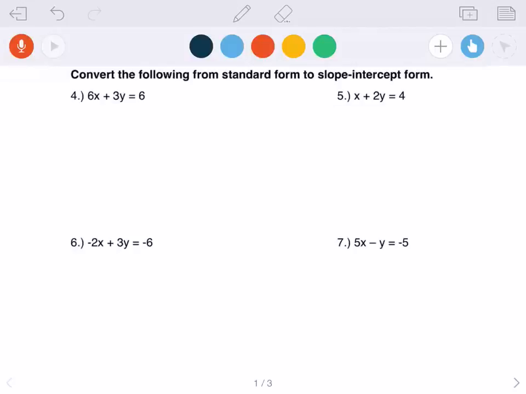Today's video is on standard form. We've got a couple of different types of problems. As we know, standard form is going to be ax plus by equals c. In these first types of problems, the directions are to convert the following from standard form to slope-intercept form. As we know, slope-intercept form is y equals mx plus b.